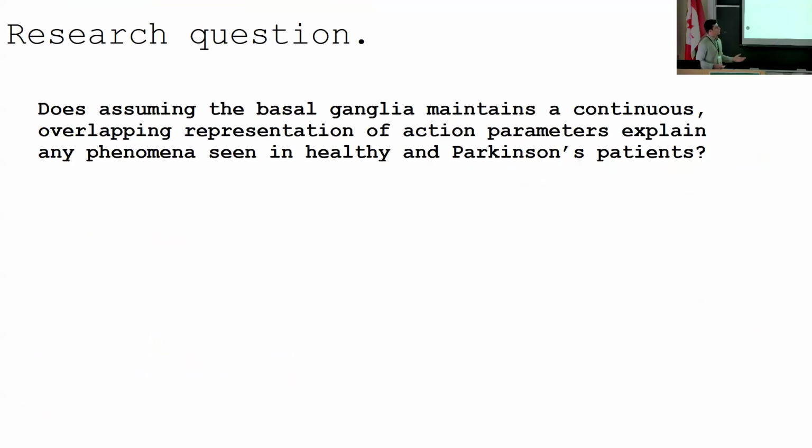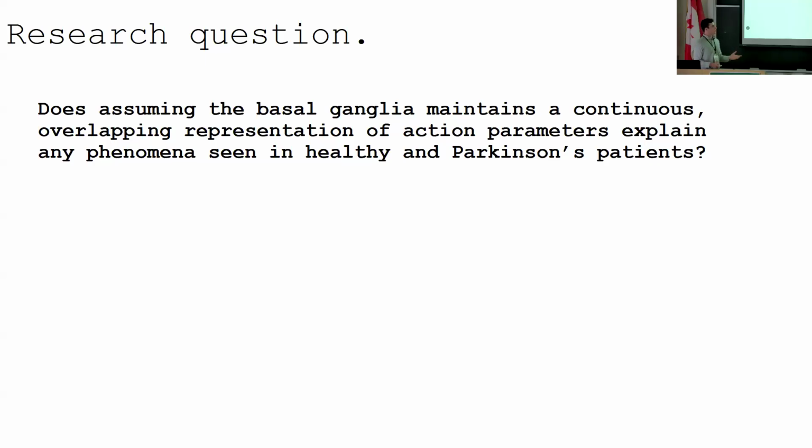So the big picture question for this research is, based on the basal ganglia structure, which is relatively well characterized, if we assume that the basal ganglia is maintaining this continuous representation of how you perform an action, making that assumption, does this allow us to understand or explain features of movement in healthy and Parkinsonian patients? So that's obviously a massive question.